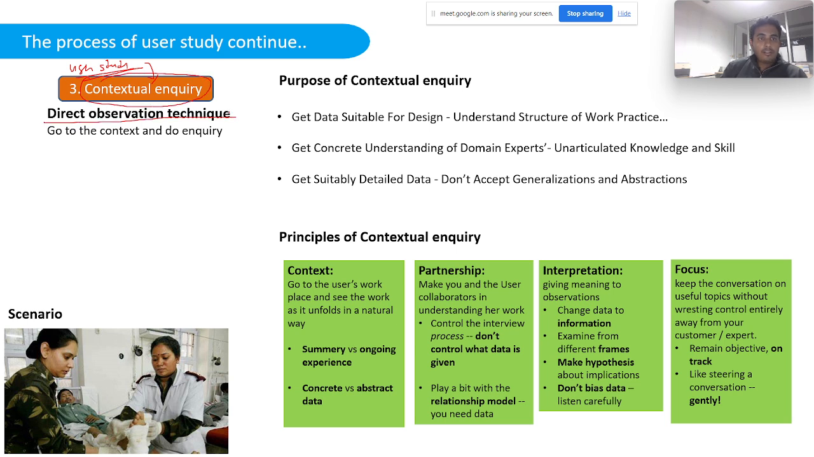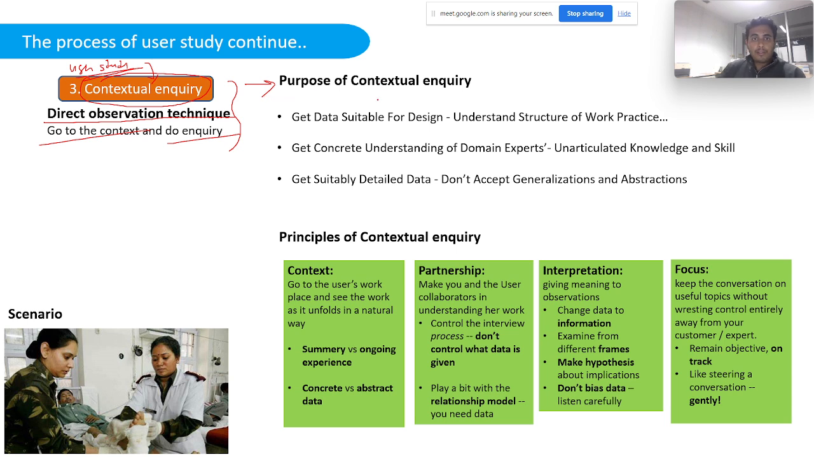direct observation of a particular context or a particular scenario. So basically, you go to the context and do the inquiry. That's why it's called contextual inquiry. This is a direct observation technique, which is much more beneficial when you are doing a project for the first time. And this is better than other kinds of user study like interviews or questionnaires, because of the nature of the information, which is more real and based on first-hand experience. That's the reason, and this is one of the very popular methods of user study.